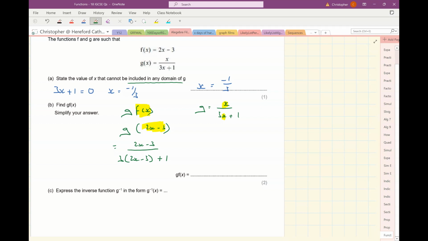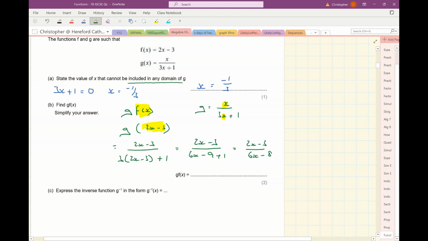Okay, so I've just got to simplify that now. 2x minus 3 over 6x minus 9 plus 1. 2x minus 3 over 6x minus 8.